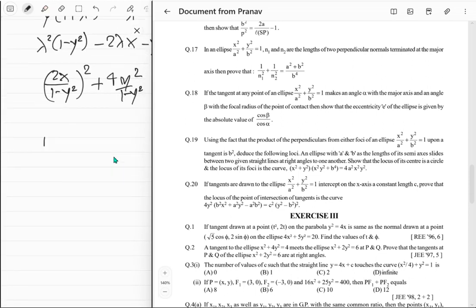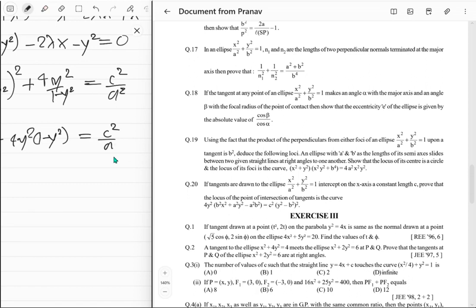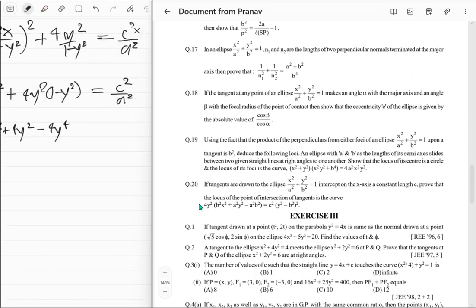Right. So it's supposed to be 4x squared plus 4y squared times 1 minus y squared is equal to c squared upon a squared. Oh yeah, okay, there's that 4 over there. C squared times b squared. Oh, interesting. And now you just gotta replace x by x upon a and y by y upon b. Oh god, this is different. Fine. Let's see what we get. 4x squared plus 4y squared minus 4y power 4 is equal to c squared upon a squared.